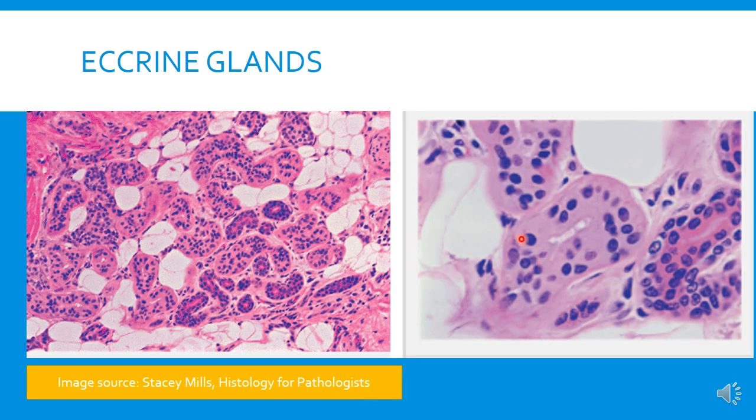So we see here these are the clear cells and there are these dark cells. These clear cells are important to note. They are rich in glycogen and they are seen in certain types of eccrine tumors.